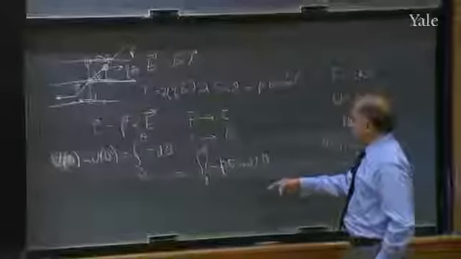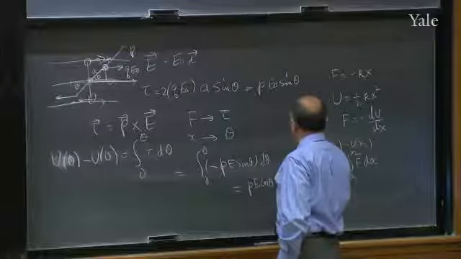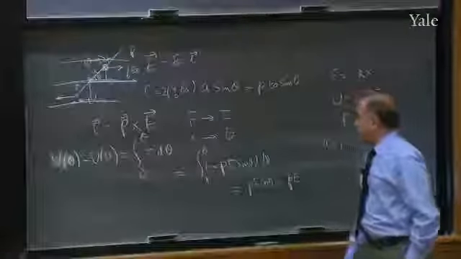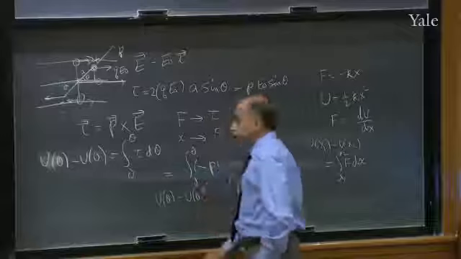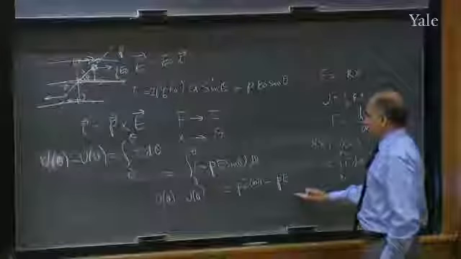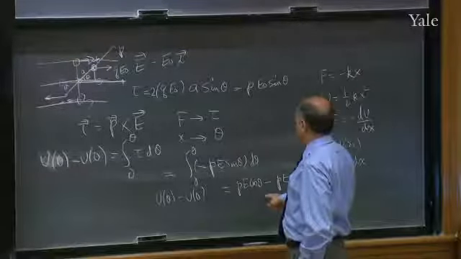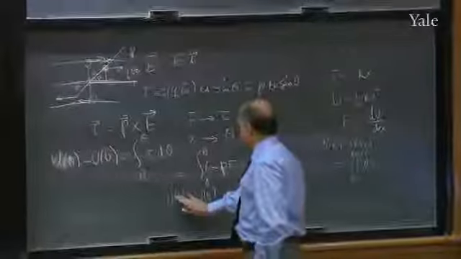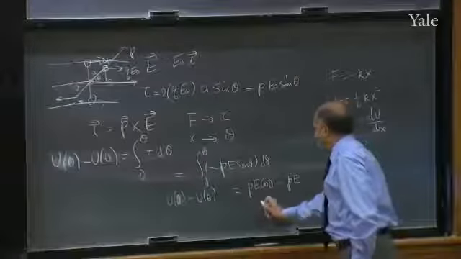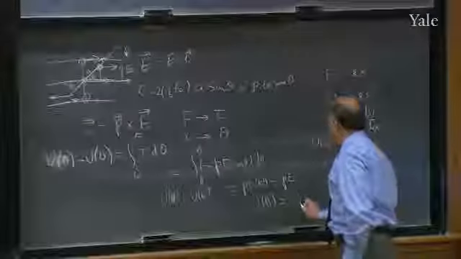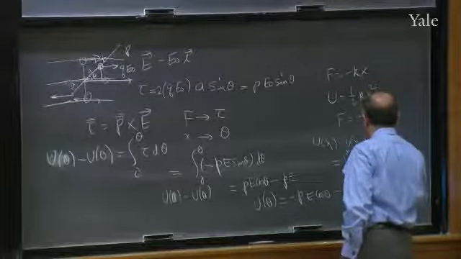Now, the integral of minus sine theta is cosine theta. So you will get pE cosine theta minus pE cosine 0, which is minus pE. And that is supposed to be equal to U of theta minus U of 0. By comparing the two expressions, you can identify U of theta. Therefore, U of theta is equal to minus pE cosine theta, which is minus p dot E.